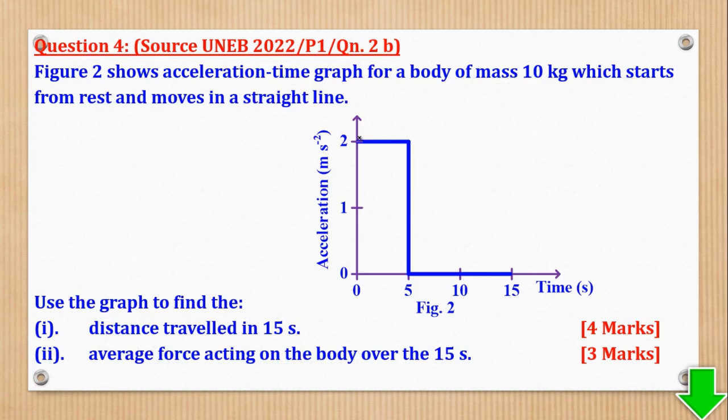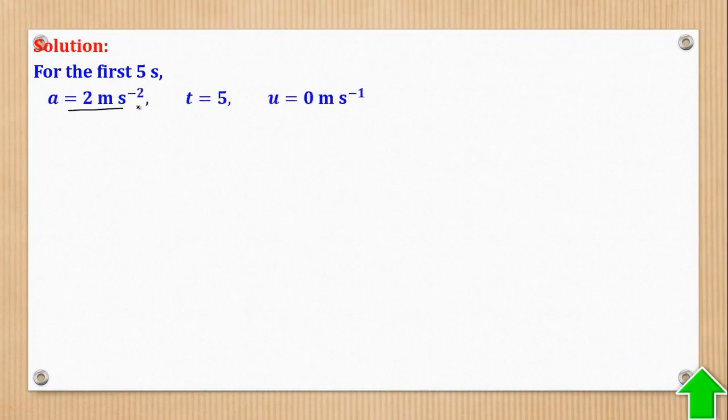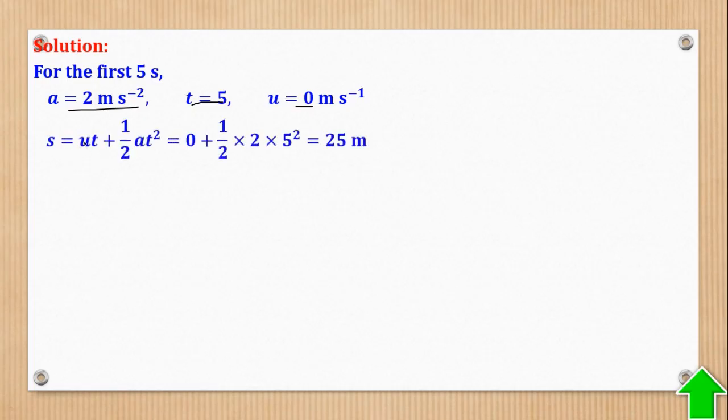So this is an acceleration-time graph. Here, the acceleration is 2 and the time is 5. Then here, the acceleration is 0 and the time is 10. So you see that for the first 5 seconds, acceleration is 2, time is 5, and initial velocity is 0. Therefore, using the second equation of motion, we can substitute for u, for a, and for t to get this distance. That is the first 5 seconds.